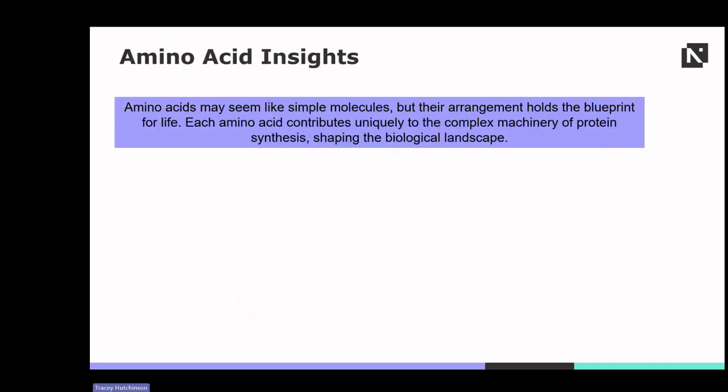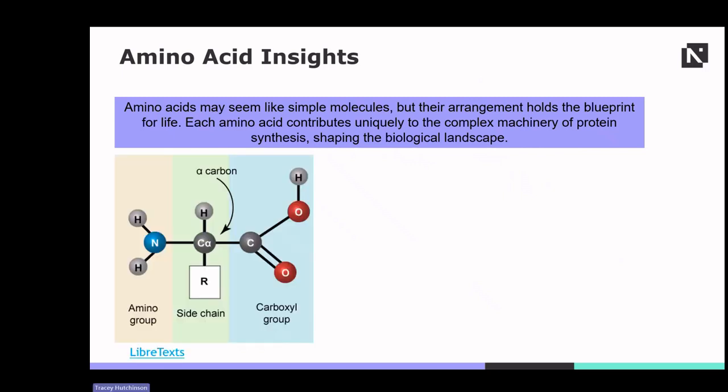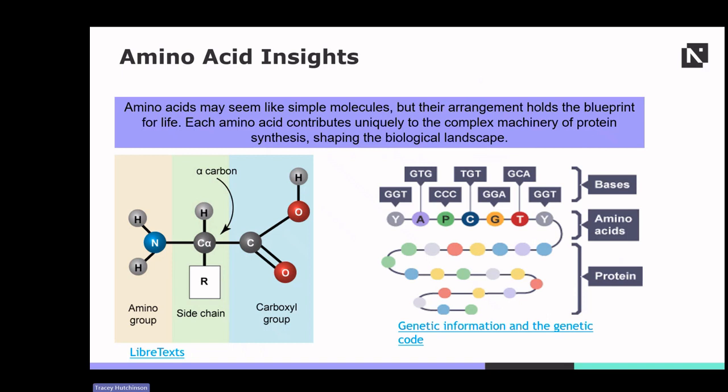Amino acids may seem like simple molecules, but their arrangement holds the blueprint for life. Each amino acid contributes uniquely to the complex machinery of protein synthesis, shaping the biological landscape. Amino acids are composed of an amino group, a carboxyl group, and a unique side chain. The sequence of amino acids in a protein is dictated by the genetic code encoded in DNA. Different combinations of amino acids give rise to a vast array of proteins with diverse functions.